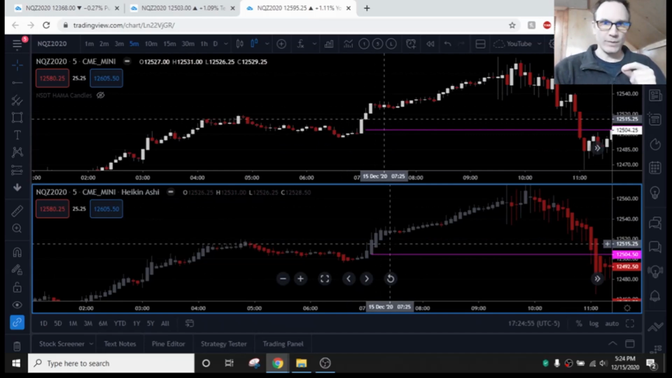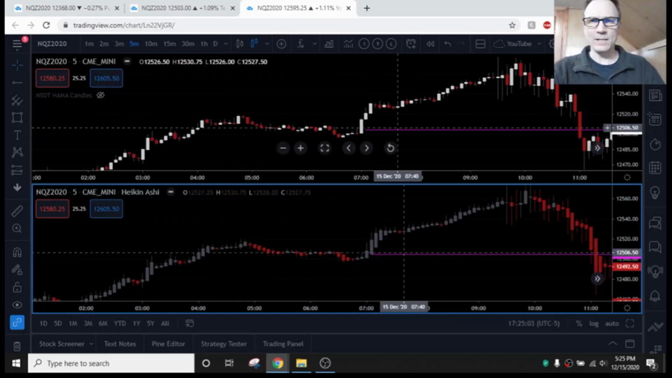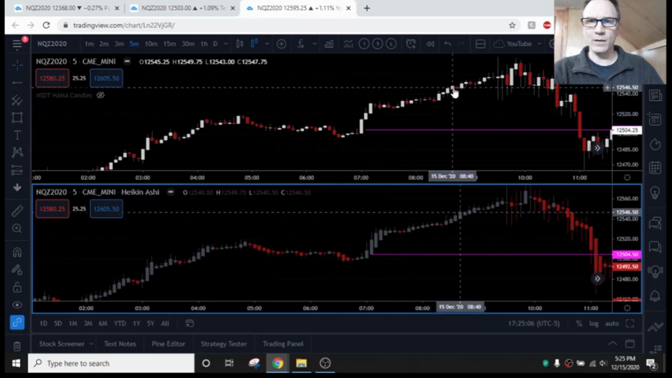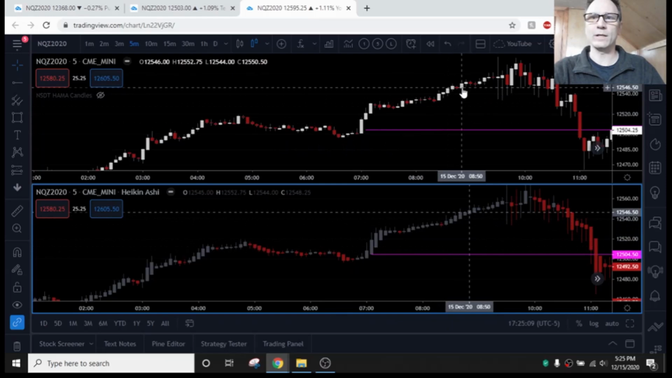Getting back to the point of the video, what is the HAMA? It stands for Heikin Ashi Moving Average. And what this does is very, very interesting. It takes the prices. Let's look at this candle right here. I can zoom in on it.